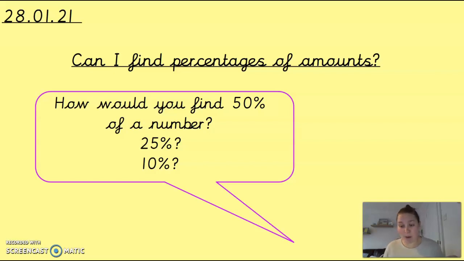So let's start by pausing here and telling me how you would find 50% of a number, 25% and 10%. Okay, well done if you remembered that to find 50% you half your number, you divide by 2. To find 25% you divide by 4 and to find 10% you divide by 10.